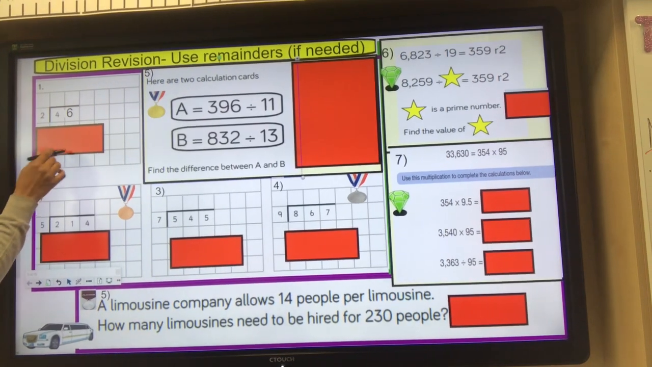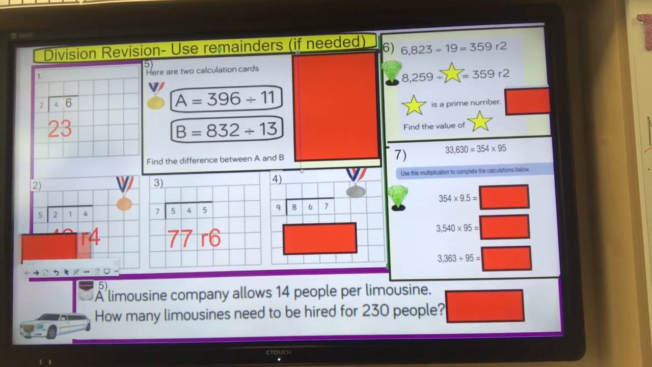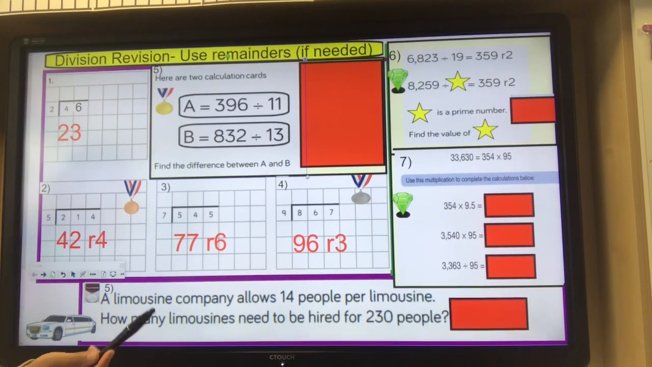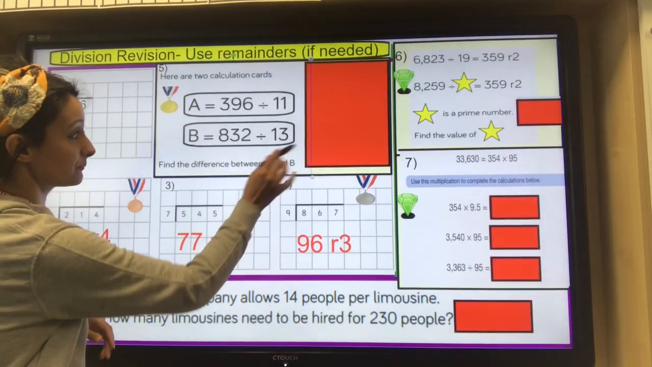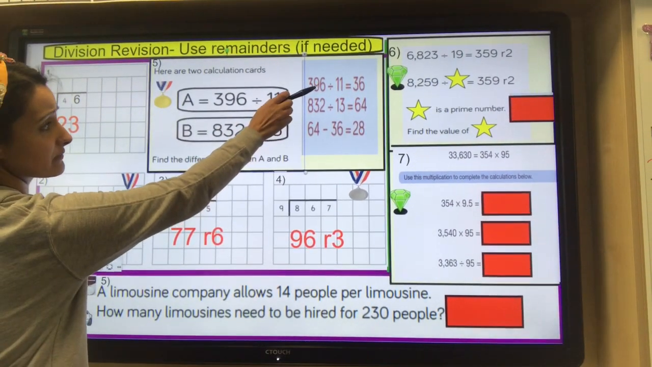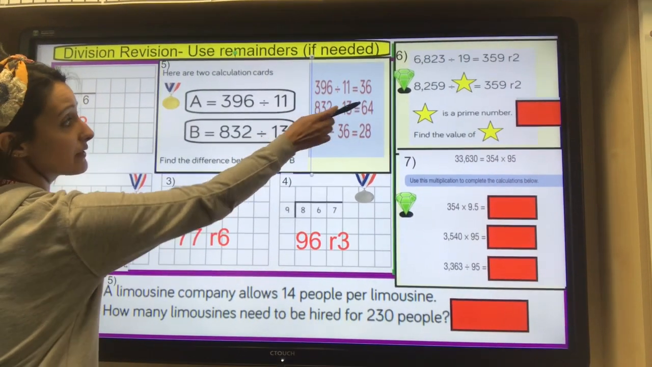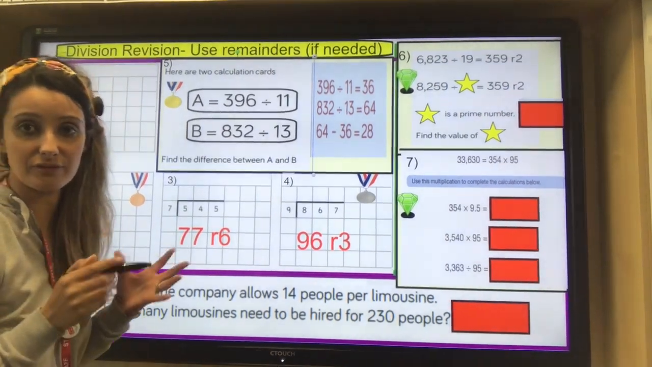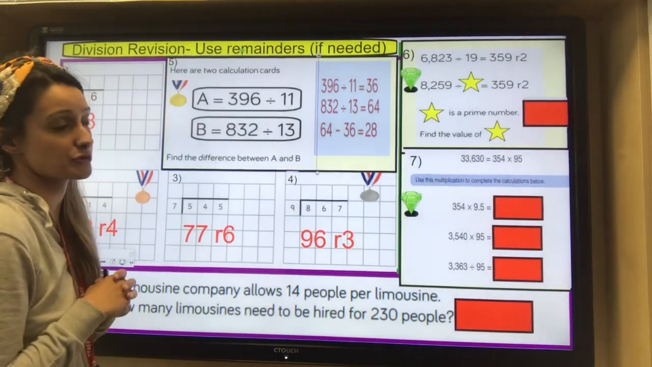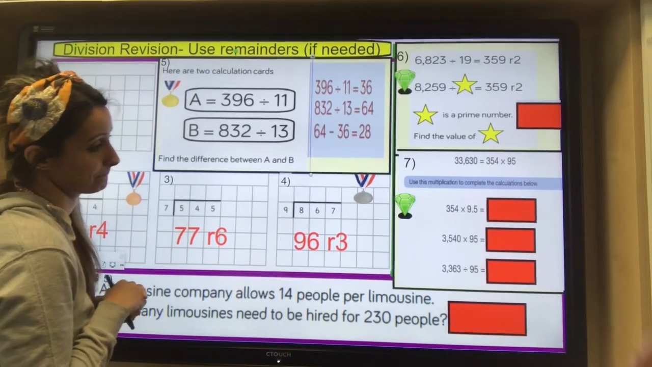So, first one here, we had 23, number 2, 42 remainder 4, number 3, 77 remainder 6, number 4, 96 remainder 3. So at the top here we had our gold. Here were your answers. You had to do 396 divided by 11, which gave you 36. 832 divided by 13 gave you 64. The difference: when you calculate the difference of something, you subtract. So 64 minus 36 gives us a difference of 28. Okay? And you always subtract from the biggest number, otherwise you'll have a negative answer.